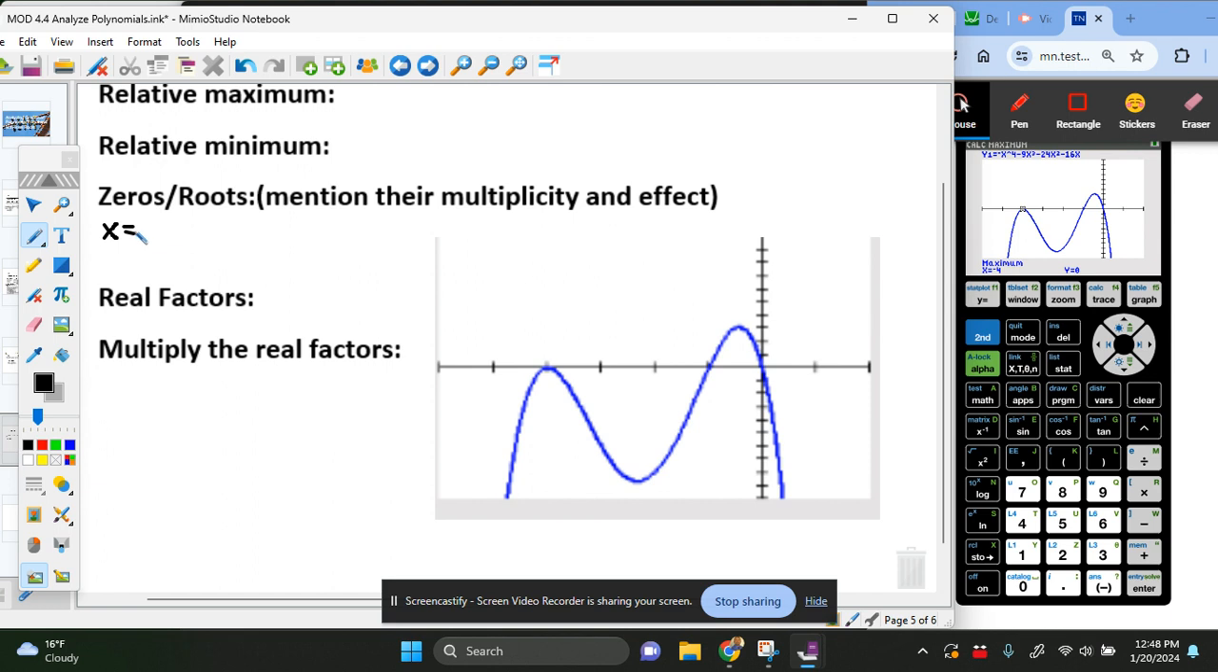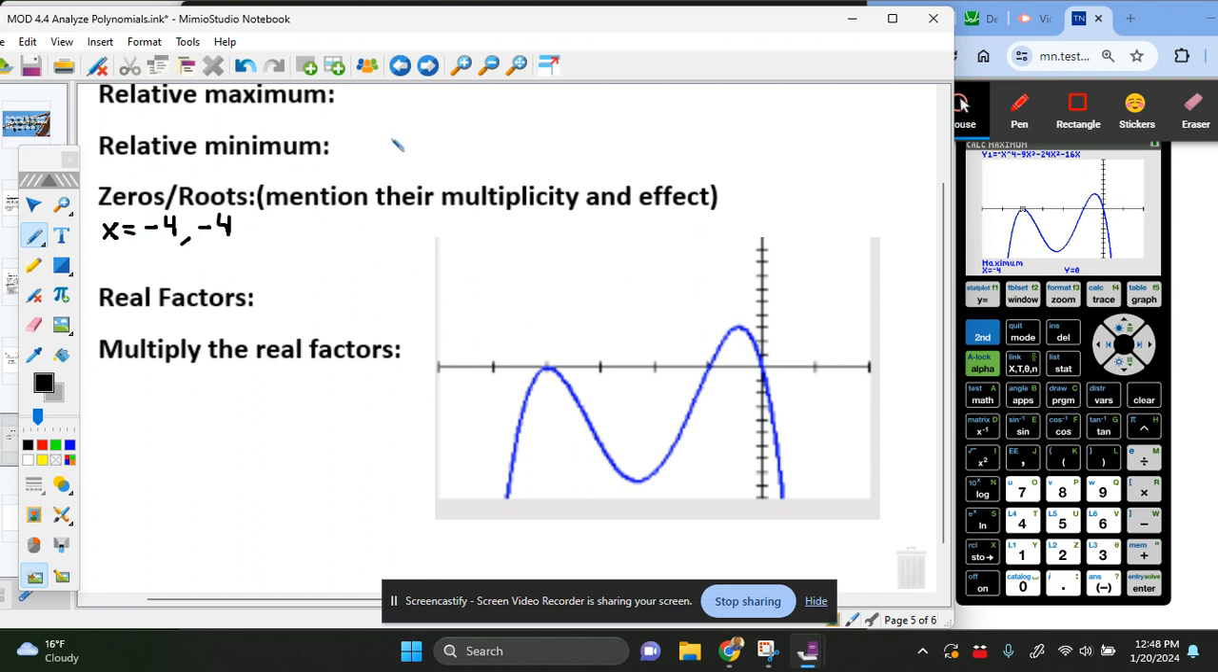X equals -4. And I know this has a multiplicity of an even number. I know that's repeated an even number of times. So at least -4 has to repeat twice. All right, so I keep that in mind.